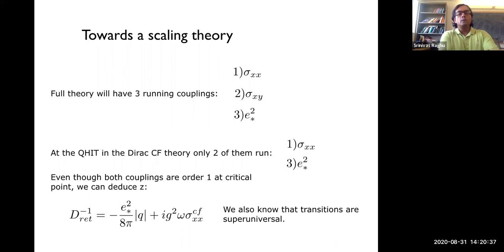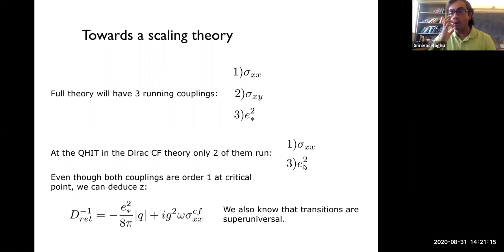Okay, so now if we want to construct an ultimate scaling theory of these quantum Hall transitions, they involve 3 running couplings. Okay, one will be sigma xx, the other sigma xy, and the third will be E squared, the strength of the interactions. Now, if we work within the Dirac composite fermion theory and tune to the critical point, sigma xy, I've already argued, doesn't run from gauge fluctuations. It's just pinned at -1/2 of the composite fermions in units of e squared over h. So there's 2 running couplings, sigma xx and E.